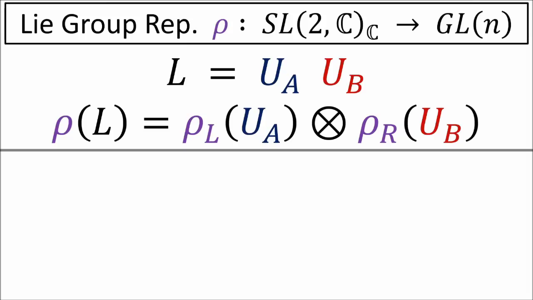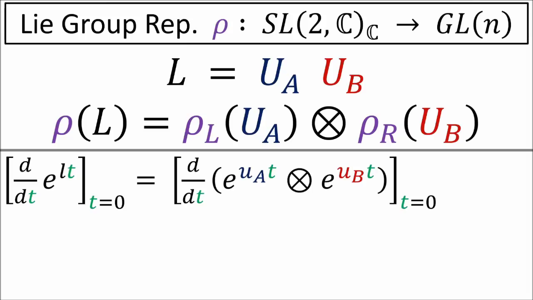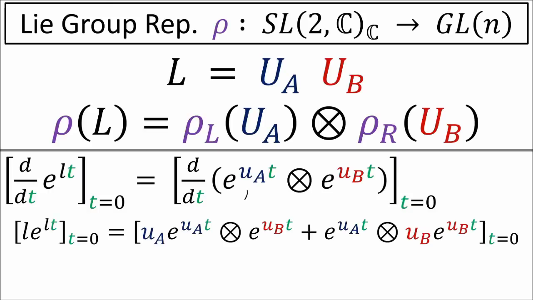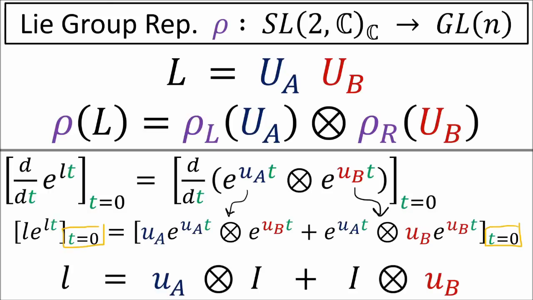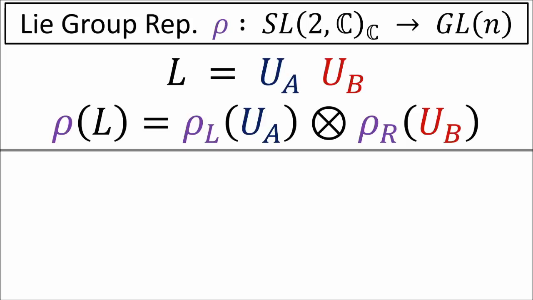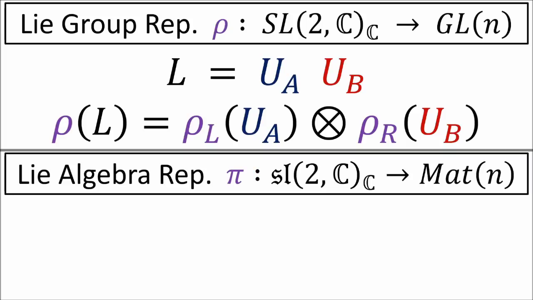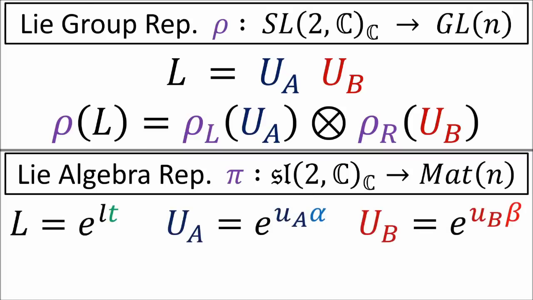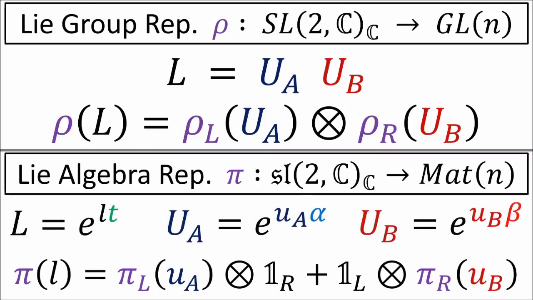And remember, to get the generator of a tensor product of group matrices, we take the derivative using product rule, then set the parameter to 0. And we get this formula here with the sum of two tensor products involving generator matrices. So a Lie algebra representation π will map complexified SL2C generators to n by n matrices. As we saw, if we have a tensor product representation, we can take the generators of the various algebra elements and represent them using this formula.